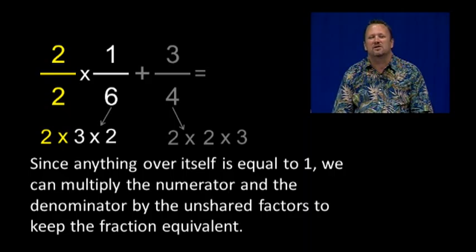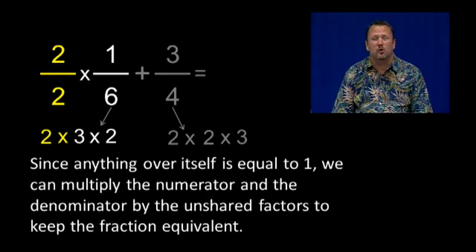Since anything over itself is equal to 1, we can multiply the numerator and the denominator by the unshared factors to keep the fraction equivalent. So here we have 2 over 2 times 1/6. Remember, the 2 was an unshared factor from the 4.